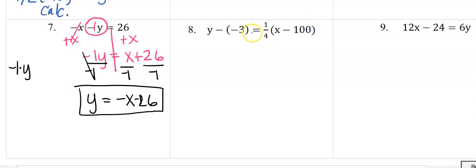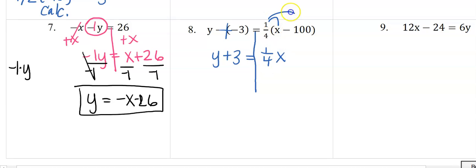Next example. What do I want to get by itself? The y, but I notice I got parentheses. Got to get rid of those parentheses first. Negative times a negative is a positive. 1/4 times x is just 1/4 x. And 1/4 of -100 is -25. Remember, you can always do that in the calculator. You can do 1 divided by 4 times 100 in the calculator. Okay?